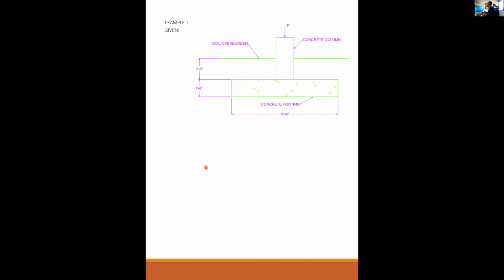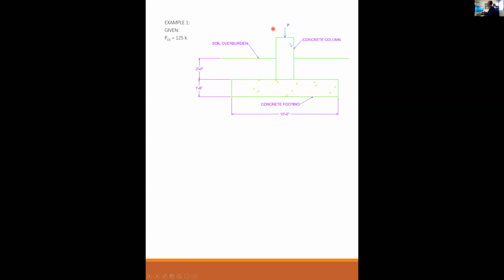When you're calculating soil pressures, the weight of the footing itself must be included, as well as any overburden. Overburden is just another way of saying soil on top of a footing. So for example, if this is my situation, I have a concrete footing that is 10 feet wide. I have a concrete column. The footing is 20 inches deep. The soil that is on top of the footing, burying the footing, is 2 feet thick.